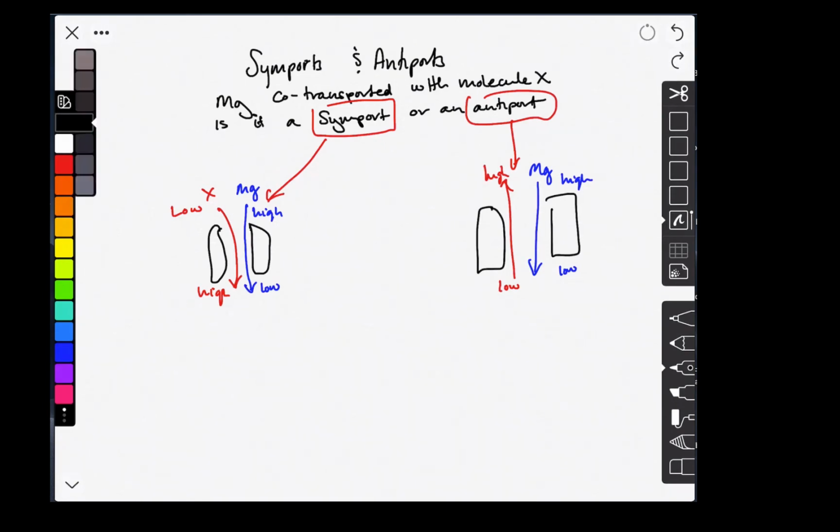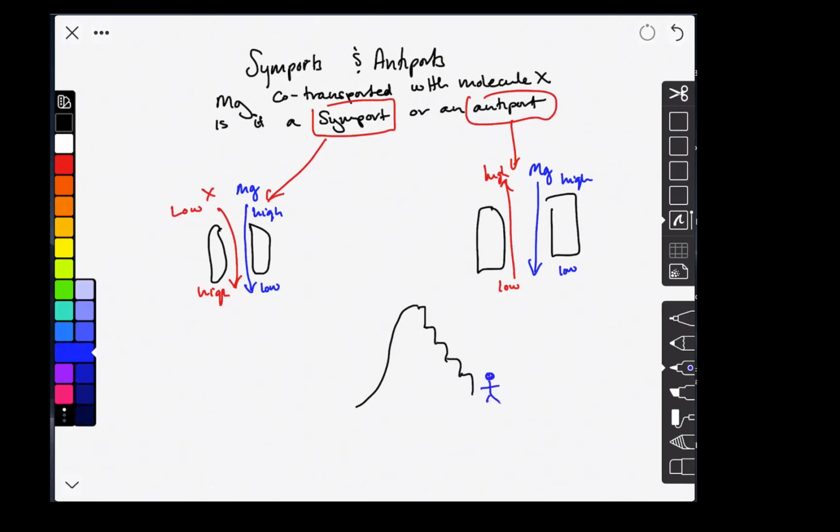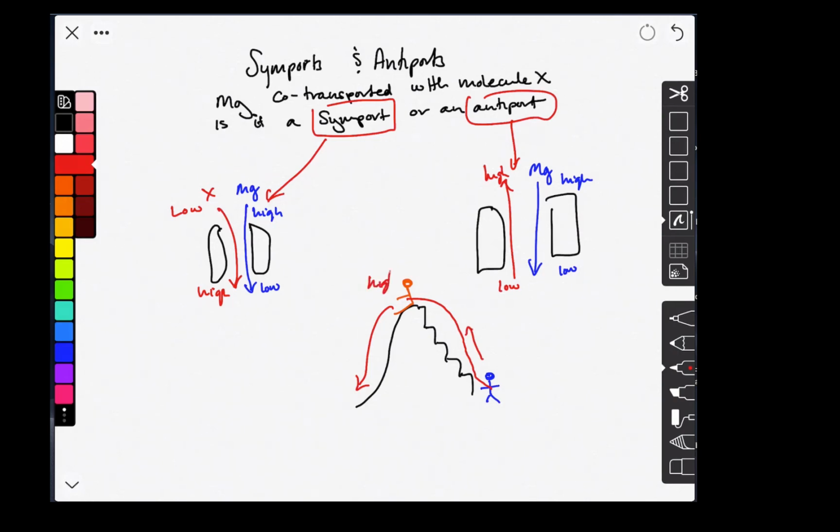So I gave an example of this today, and I said, you know what, if my son and I were at the park, and he didn't want to climb the stairs to get up to the slide, and I was at the top of the slide, if you tied a rope around my waist and a rope around his waist, as I go down, he would get pulled up. So I'm going from high to low, and he would be going from low to high using the energy given to him by me. So this is an example of sort of like an antiport. All right.